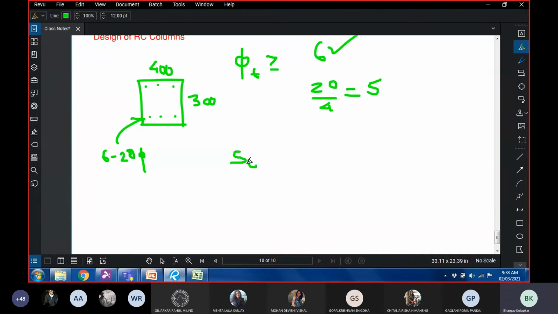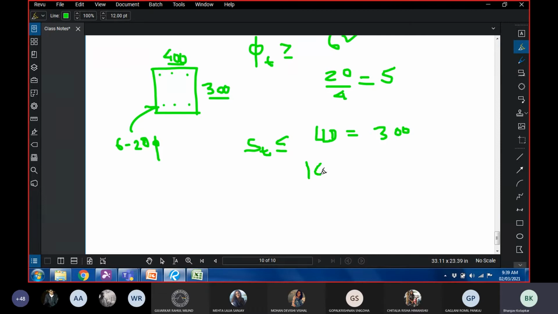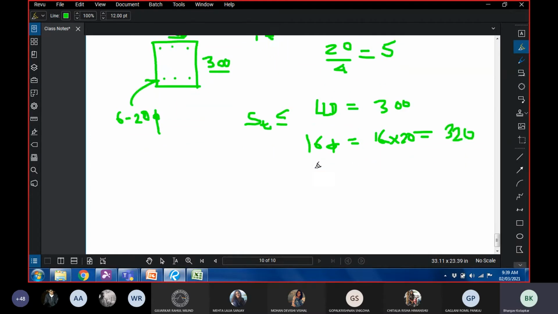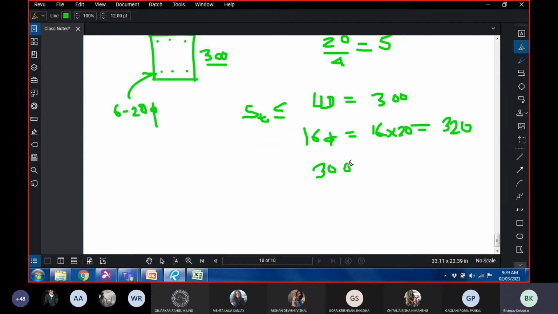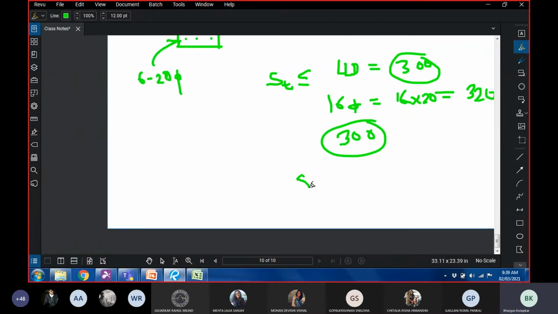Now the spacing of transverse reinforcement has to be less than or equal to the least lateral dimension, meaning the minimum of 300 and 400, which is 300, then 16 times the diameter of the longitudinal bar, which is 16 times 20, which is 320 mm, or 300 mm as an absolute limit. So if you look at these three numbers, the minimum value is 300. And therefore, what you'll provide is 300 mm.